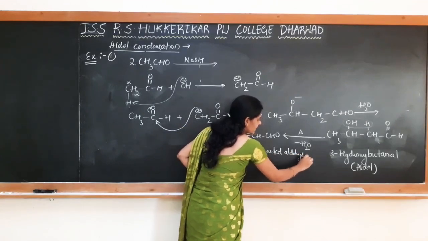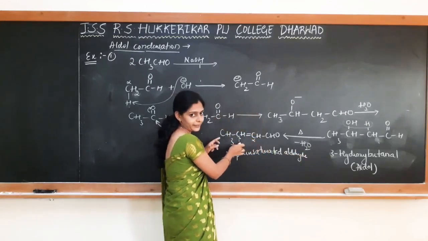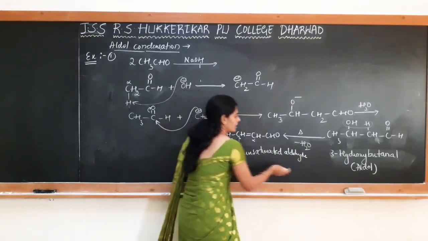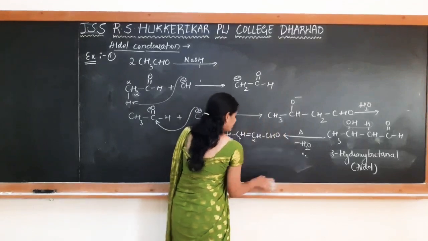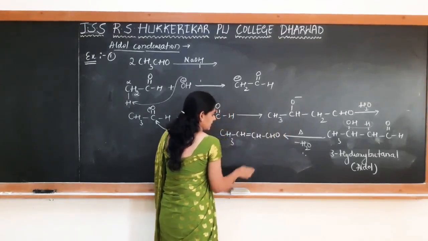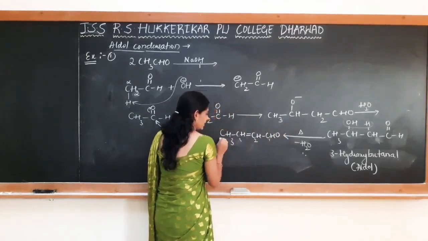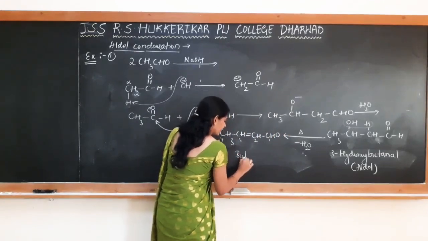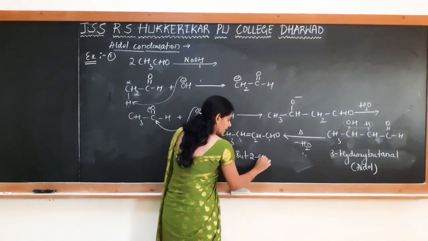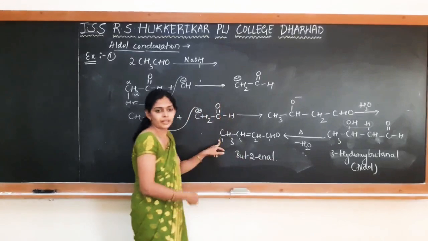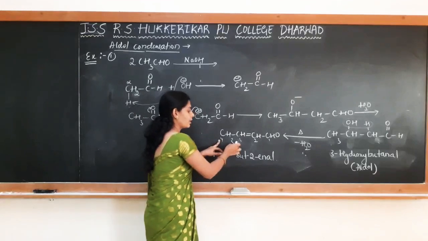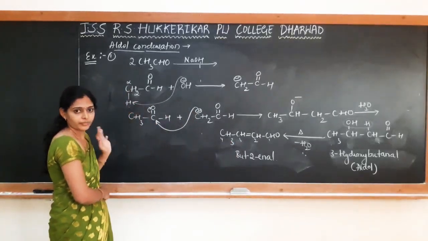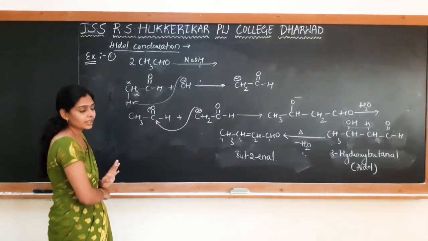This is the condensation product formed at the end. Okay, aldol condensation product. And the name of this compound is written like this. So 1, 2, 3 and 4. So what is the name of this compound? Butane, but-2-ene-1-al. So this is the final product of the aldol condensation of ethanal. Clear? So this is how the reaction takes place.